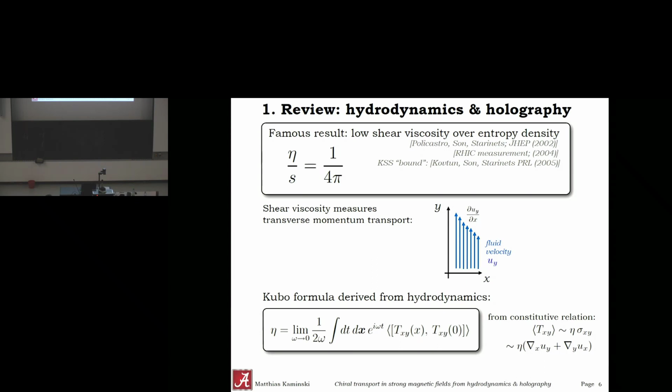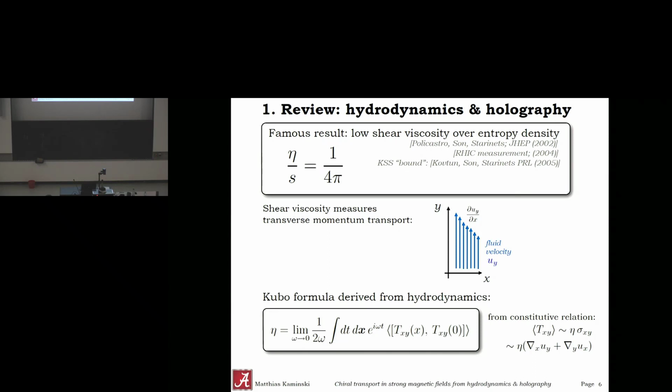So we have a fluid velocity flowing this way, and then you have your sheets of fluid, and one fluid sheet pulls on the neighboring fluid sheet, and that way there's momentum transported in the x direction while your fluid flows in the y direction. So transverse momentum transport, that's what shear viscosity measures, by the T_xy energy momentum correlator with itself. And this can be seen from a constitutive relation, which for T_xy you would write down.